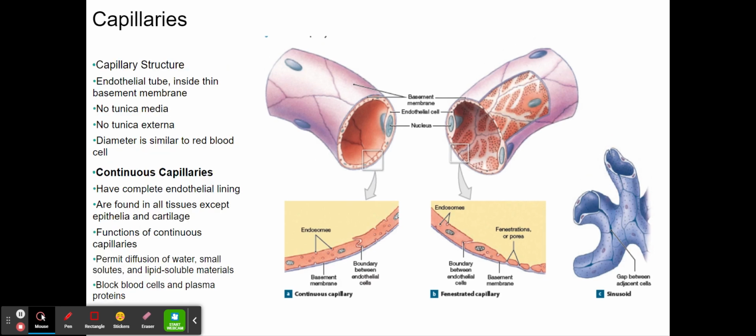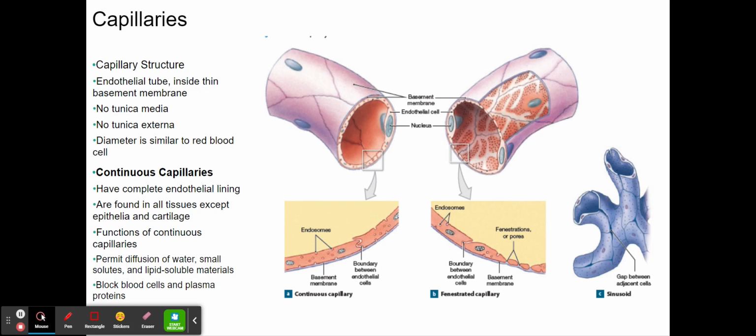Continuous capillaries supply most regions of the body. In a continuous capillary, the endothelium is a complete lining. A cross-section through a large continuous capillary cuts across several endothelial cells. In a small continuous capillary, a single endothelial cell may completely encircle the lumen. Continuous capillaries are located in all tissues except epithelia and cartilage.